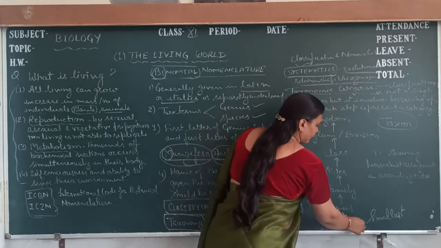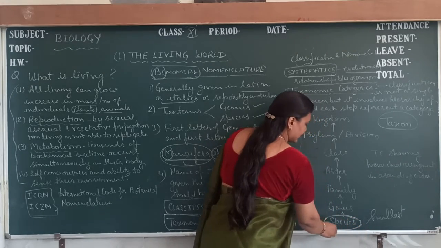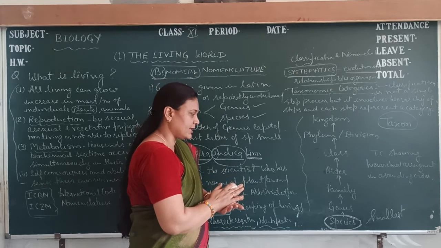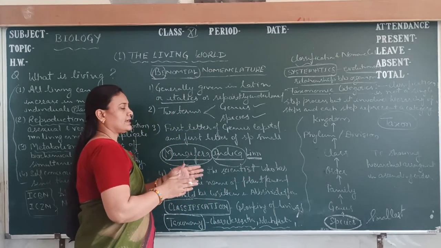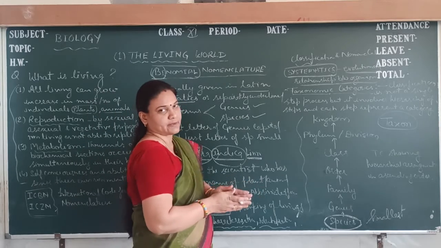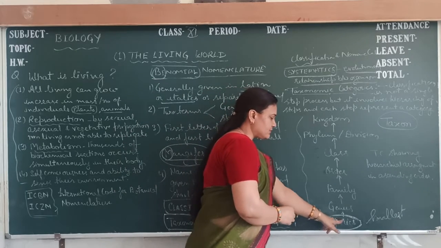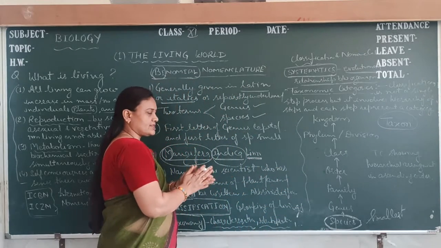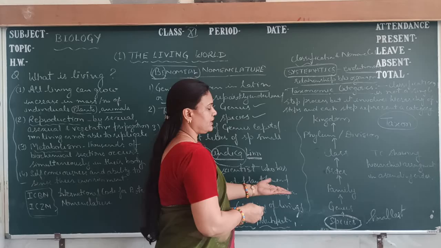So which organisms are involved in the same species? In the same species, those organisms are involved which are similar in morphology and anatomy. The second point is they can reproduce with each other, and the third one is they can produce fertile offspring. So these are the 3 points for the same species: individuals whose morphology and anatomical structure are the same, who can reproduce with each other, and whose offspring are fertile.